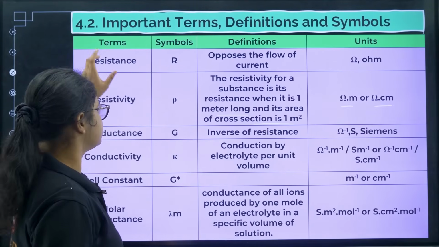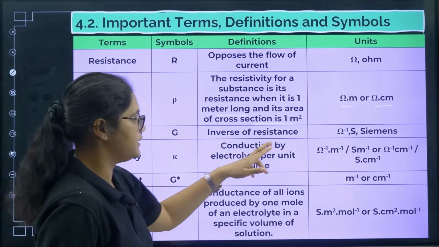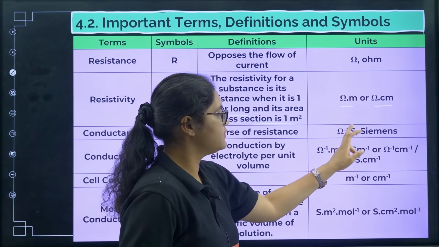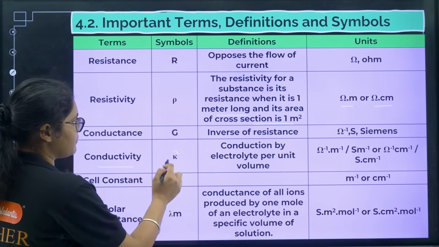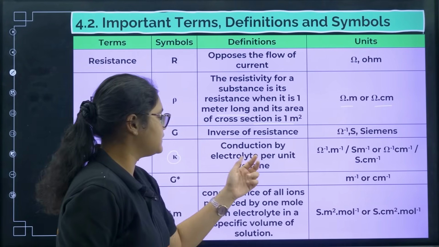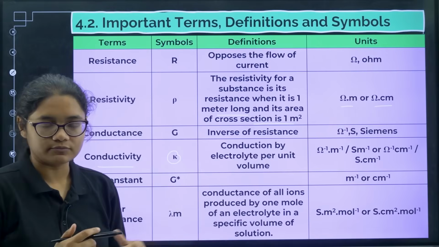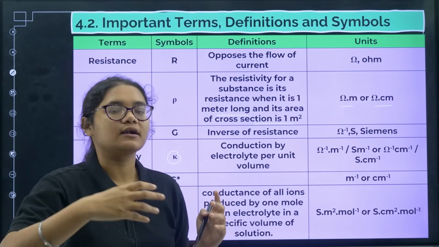Next, conductance is just the inverse of resistance. Okay, so it is denoted by G and its unit is ohm inverse, or ohm inverse is called S, Siemens. Similarly, conductivity, kappa, is the inverse of resistivity. Okay, and it is the conductivity by the electrolyte per unit volume. So if you have an electrolyte per unit volume, how much conductivity is there?